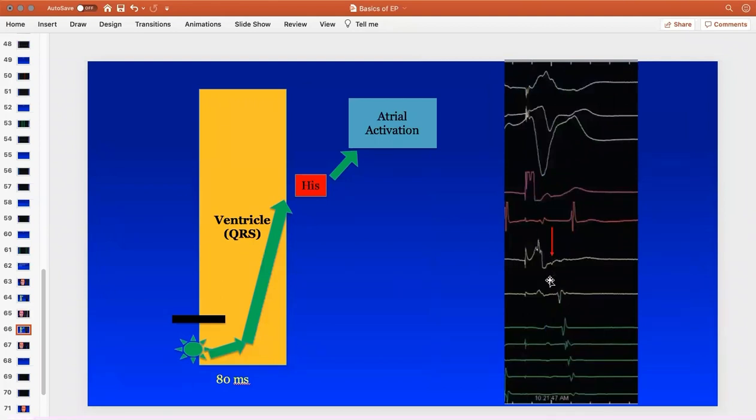And this is your HIS. So that tells you the patient just has a retrograde block at the right bundle, which we see quite often. But if there is a jump, you will not see the HIS. Yes, exactly. That's a good point. Thank you. Make sense? Yes.